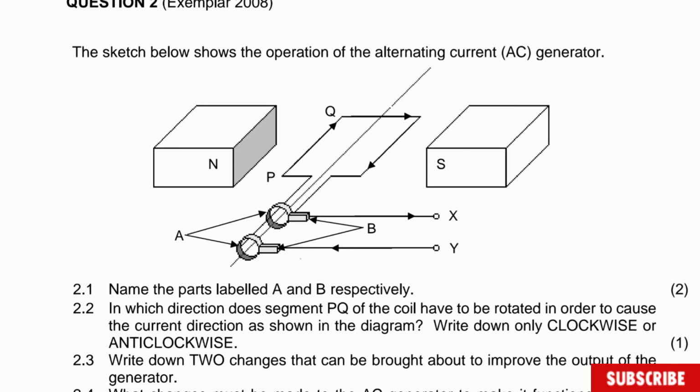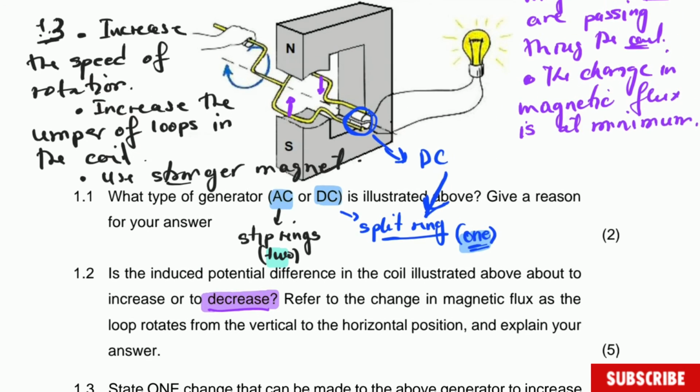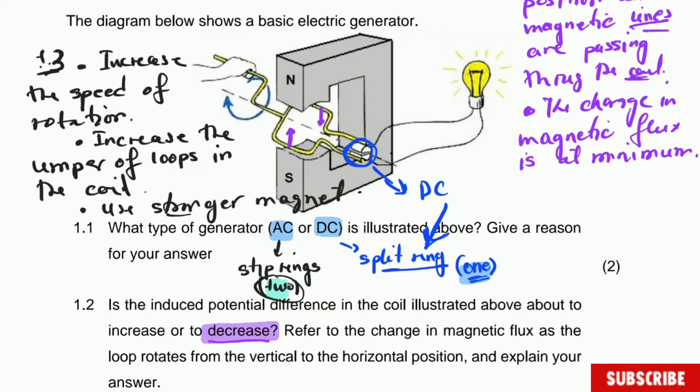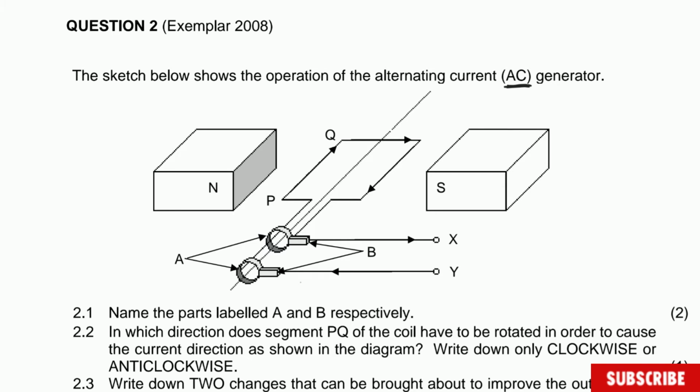I hope you understand. Let's do question 2 and then we are done with this short video. The sketch below shows the operation of an alternating current generator. So they are telling you it is an AC generator, and you can see that in A you have two rings, as we spoke before. Here to identify, I say you have two slip rings. Okay, you can see two rings there, and then we can even write here that this one is slip rings. That is component A that they're going to ask you just now.